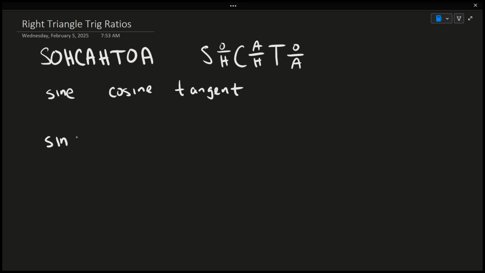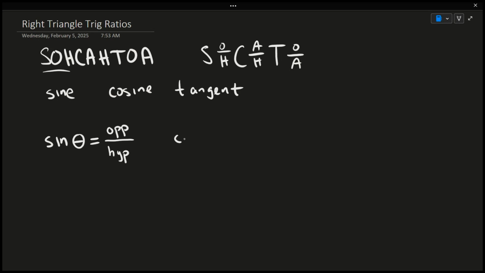And the first rule is the sine of theta. How do we define the sine of theta? It is the length of the opposite divided by the length of the hypotenuse. S-O-H, that's the first third of SOHCAHTOA.